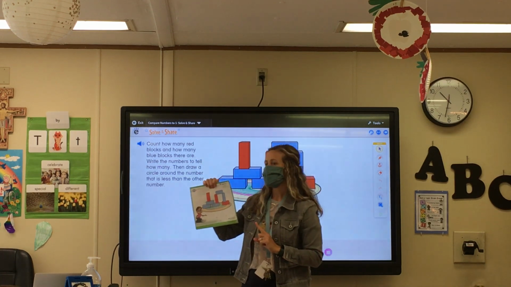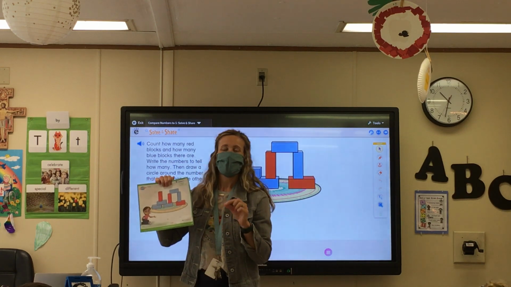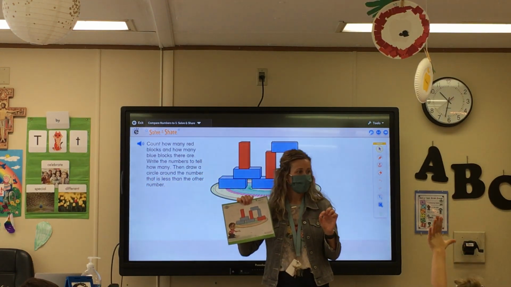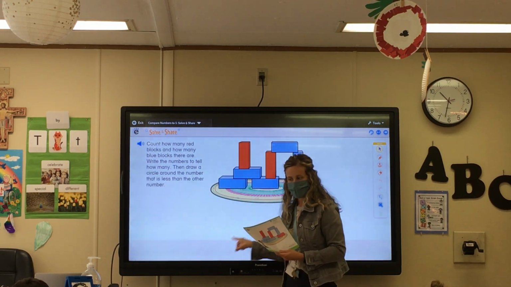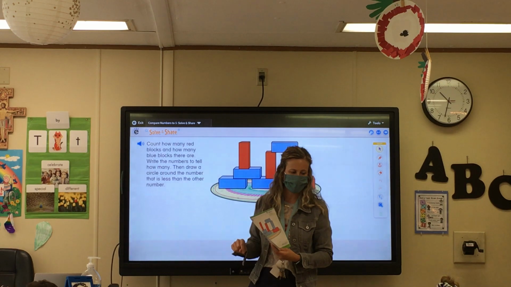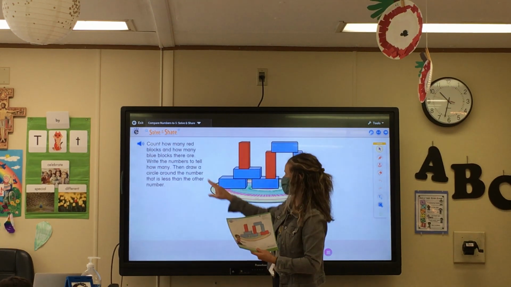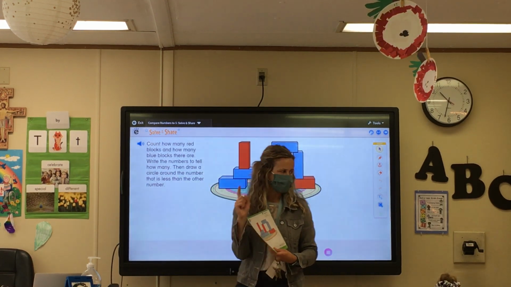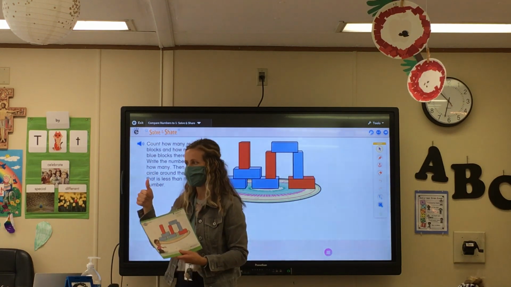Now raise your hand. Which color blocks had less? Which one is less, Nana? The red. Very good. So you're going to circle the 3. 3 is less than 5. So circle the number 3 that you put. So it says then draw a circle around the number that is less than the other. So we should circle the 3. We're good? Everyone's good? Follow all those directions?